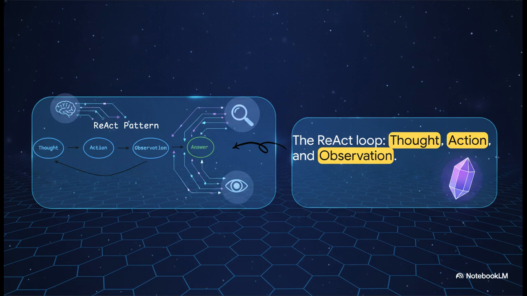And then it loops back and reflects. It asks itself, am I closer to the goal? Do I have the final answer? Or do I need to formulate another thought? And it just repeats this loop until the job is done.